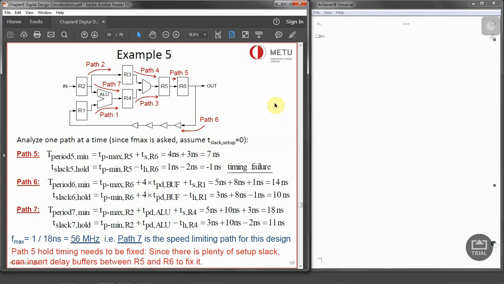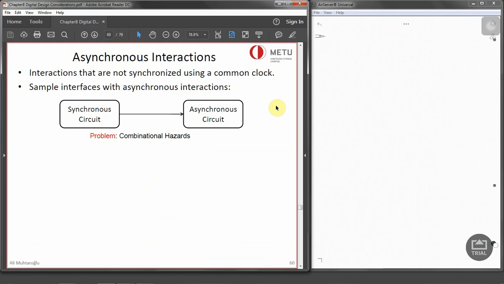Now the next thing that we are going to consider in this chapter is asynchronous interactions. Interactions that are not synchronized with the clock are asynchronous interactions. So we can have a synchronous circuit and an asynchronous circuit, and if you want to send something from synchronous to asynchronous, we might have some combinational hazards. We need to take care of these hazards because they might cause the circuit not to function properly and we might not get the output that we are expecting.